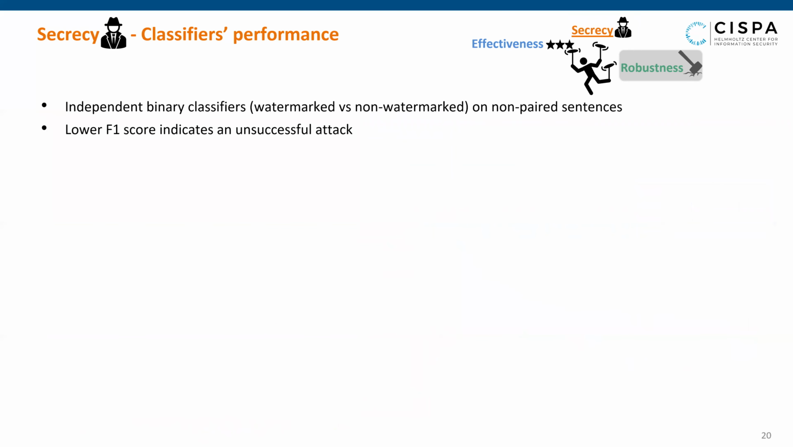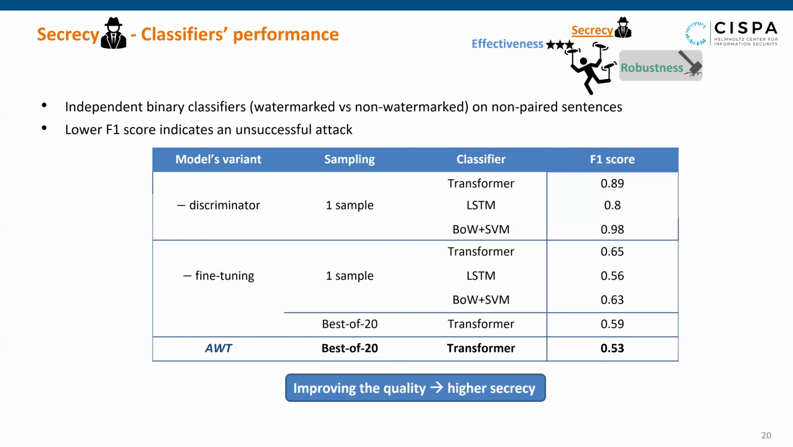We then train independent binary classifiers to discriminate between non-paired watermarked and non-watermarked text. Ideally, the F1 score of the classifiers should be at random chance, indicating high secrecy. We examine different model variants and different classifiers. The no discriminator model has a very high F1 score, indicating poor secrecy.